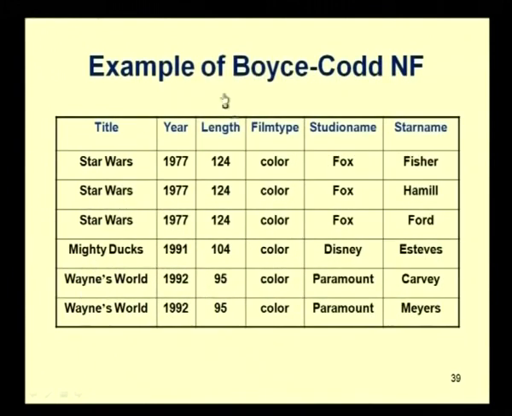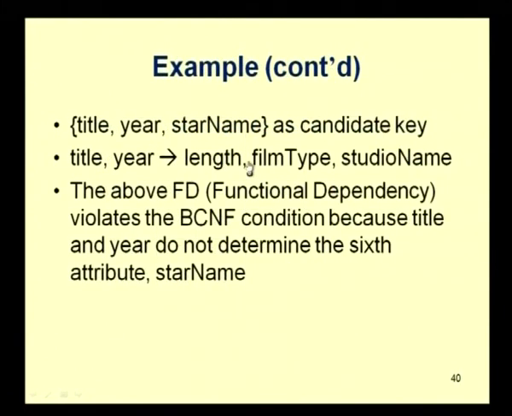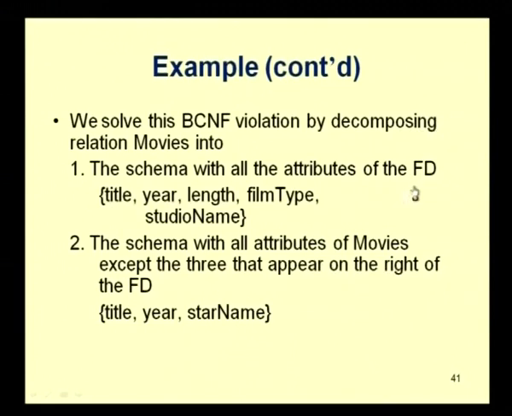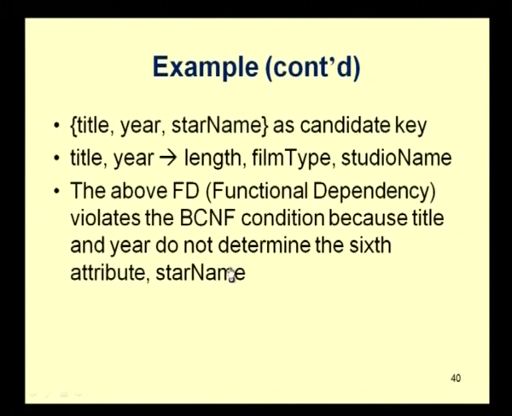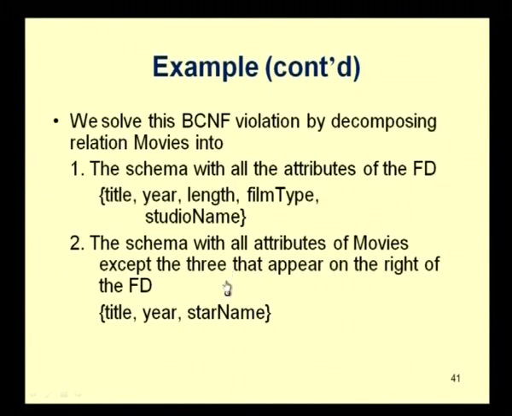Now, this is an example of a relation that is not in Boyce-Codd normal form. You have title, year, length, film type, studio name and star name. Title, year, star name is a candidate key, and title, year determines length, film type, studio name, that is the other functional dependency. This violates the BCNF condition because title and year do not determine the sixth attribute, star name. That is the problem with this. So, what do you do? We solve this by splitting it: a schema with all the attributes of the FD, title, year, length, film type and studio name, and a schema with all the attributes of the original except the three that appear on the right of the FD. So, look here, these three alone are put separately and the others are all put together.